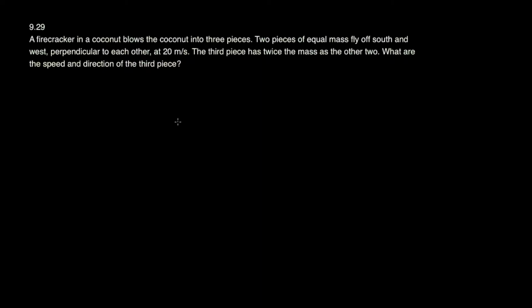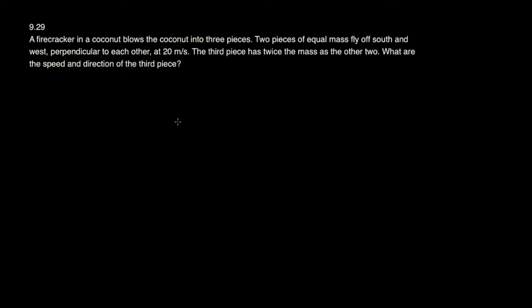Start problem 9.29. A firecracker in a coconut blows the coconut into three pieces. Two pieces of equal mass fly off south and west, perpendicular to each other, at 20 meters per second. The third has twice the mass of the other two. What are the speed and direction of the third piece?